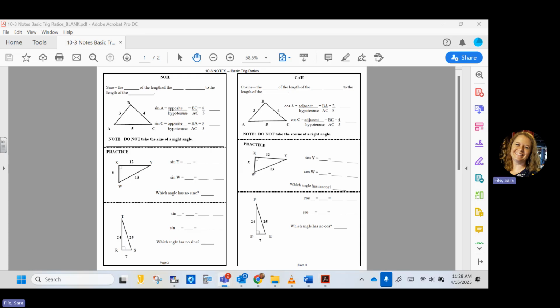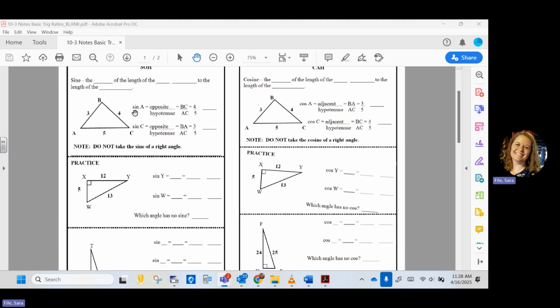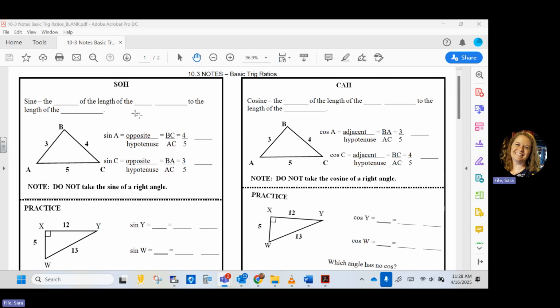Gentlemen, I need your side conversations to stop, please. Thank you. So we're looking here, you should have turned in your unit 10 notes packet to 10.3.